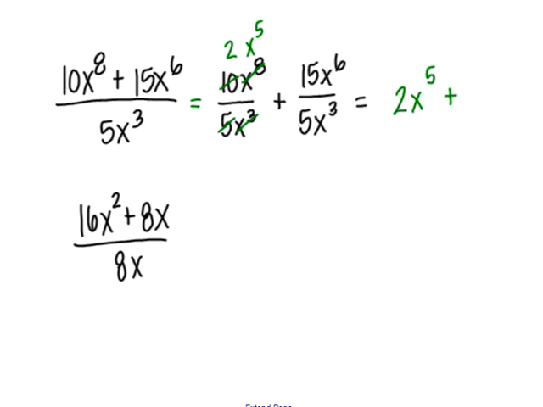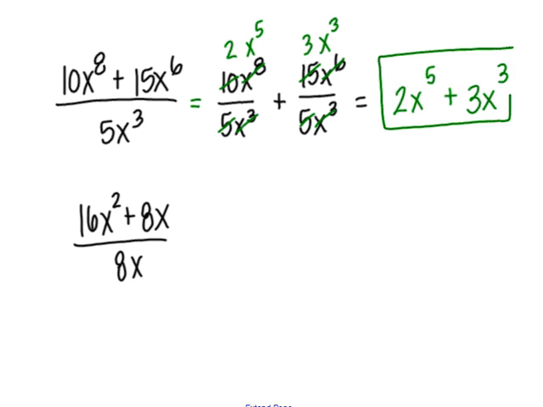Looking at the second one, 5 goes into 15 three times. Subtracting your exponents, you would get x cubed. So you would get 3x to the 3rd. You can't put those together because one is an x to the 5th and one is an x to the 3rd, and they're not like terms. So that is your final answer.